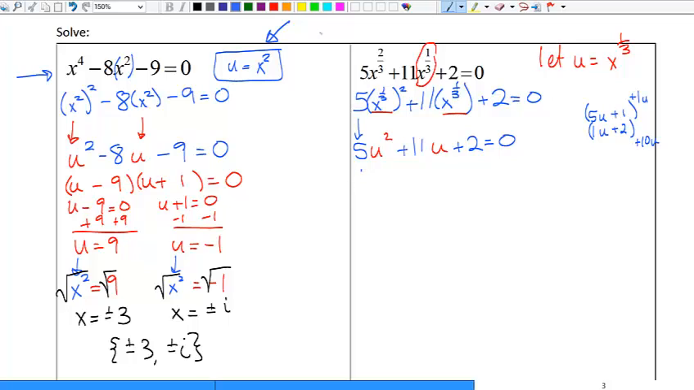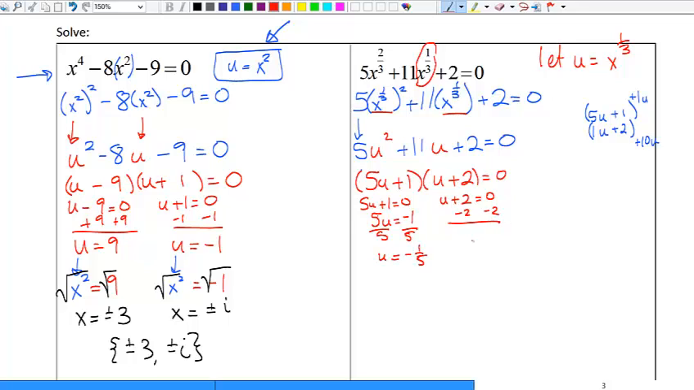So this factors into 5u plus 1 and u plus 2. Set each of those equal to 0. So I'm getting u is equal to negative 1/5 and u is equal to negative 2.